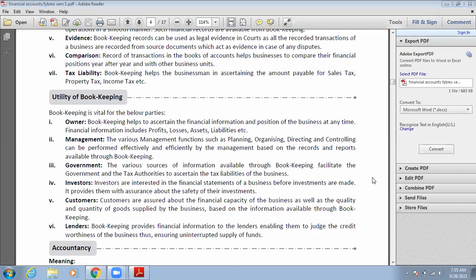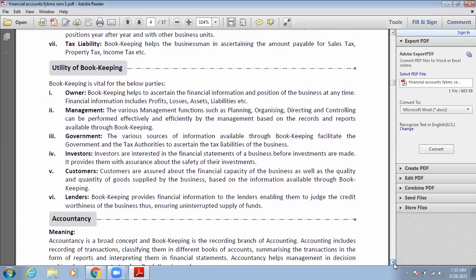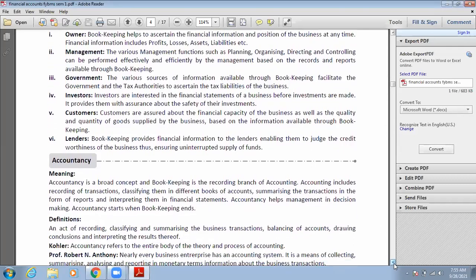Okay, we have seen what are the features of bookkeeping. We have seen what are the objective of bookkeeping. We have seen what is the importance of bookkeeping, and we have seen what is the utility of bookkeeping. Okay, see, basically your subject name is introduction to the financial accounting. But before going to the accountancy, one should know what is a difference between the bookkeeping and the accountancy. Okay, now we'll move towards the accountancy.